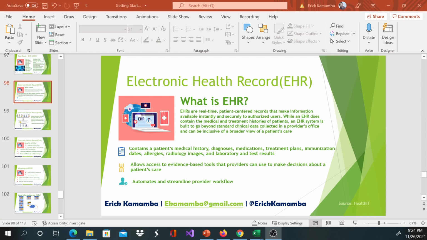But EHR, in short, stands for Electronic Health Record. Okay, so EHR, really these are real-time patient-centered records that make information available instantly and securely to authorized users.